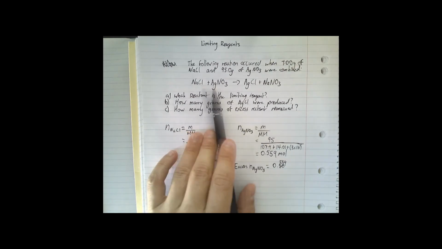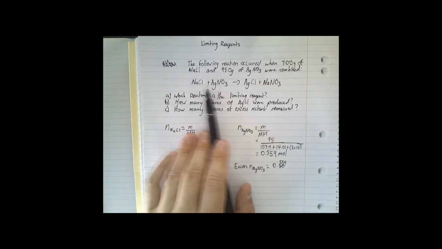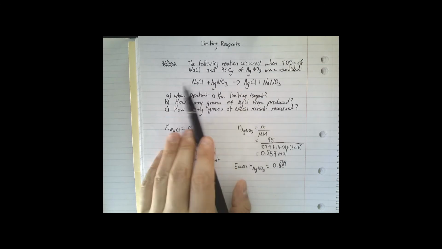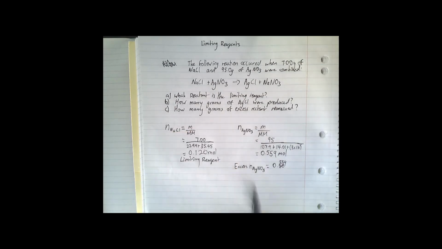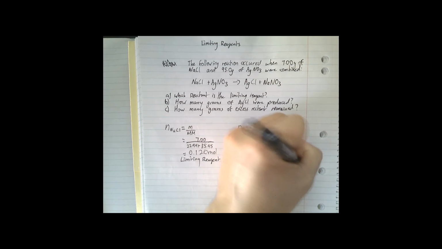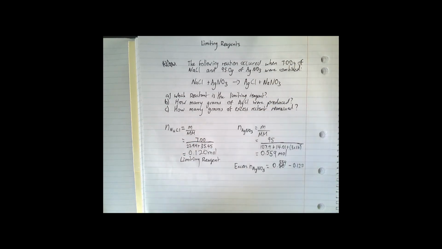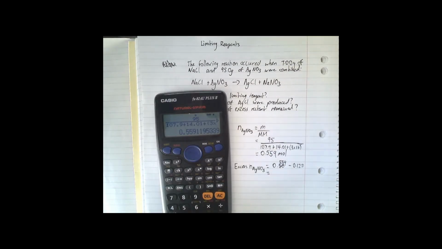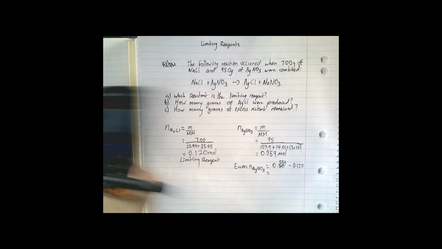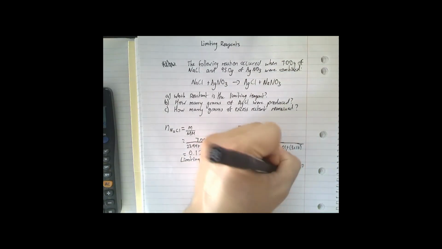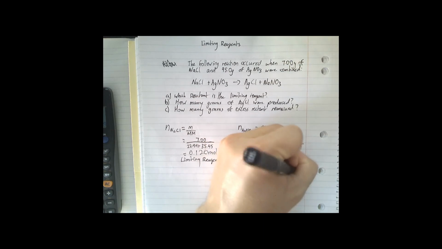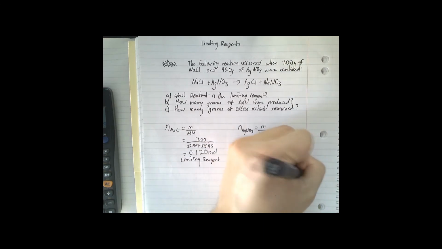So they exist in this 1-to-1 ratio, which means it will have the same number of silver nitrate particles reacting with the sodium chloride particles, which means that 0.120 moles of silver nitrate will react with the sodium chloride. Everything that's left over is going to be excess. So 0.559 minus 0.120. The excess silver nitrate is going to be 0.439 moles. Now we'll need this for part C.